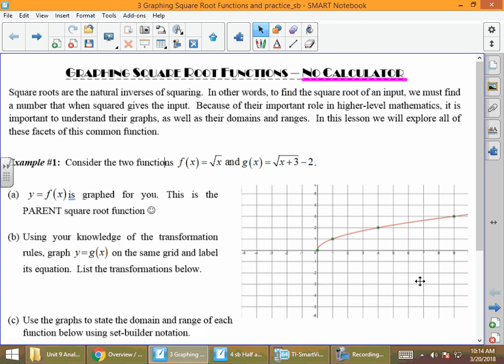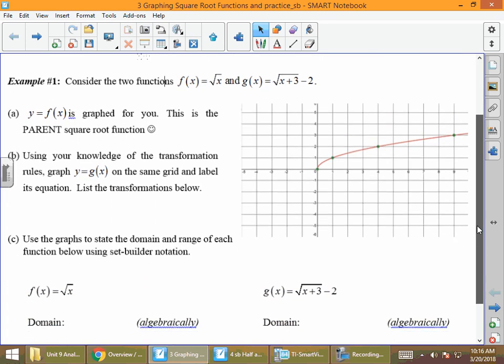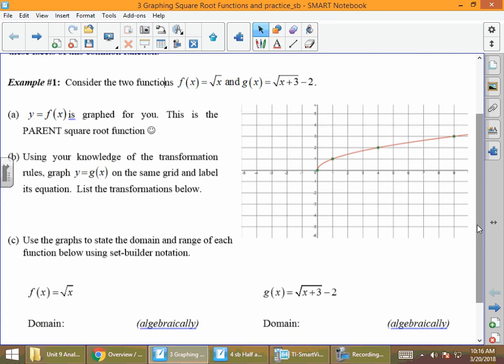Today we're going to start talking about graphing square root functions, but we're going to do this without using a calculator. We're going to talk about domain and range, and hopefully as we go through this, you're going to be able to apply what we learned in graphing quadratics to graphing a square root function.